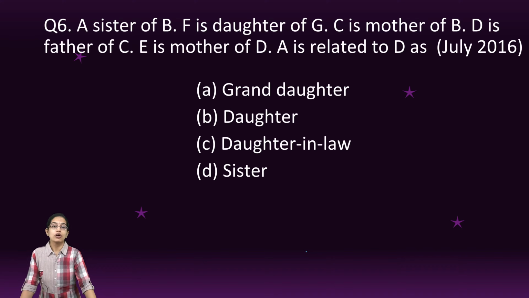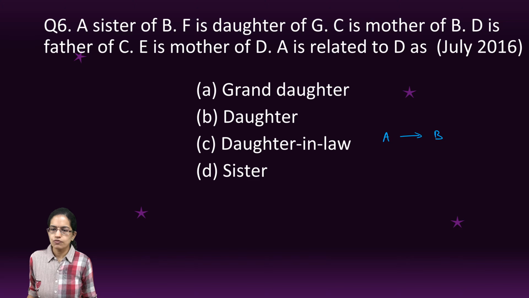Now again a question on blood relation, which is an interesting question. Now A is a sister of B. So A is the sister of B, using the same signs that we use. F is the daughter of G. I just ignore it for a while and continue with this series first. So C is the mother of B. So C is the mother, again female, of B. D is the father of C. So D is the father of C. E is the mother of D. Again, mother of D, which is E, is here.